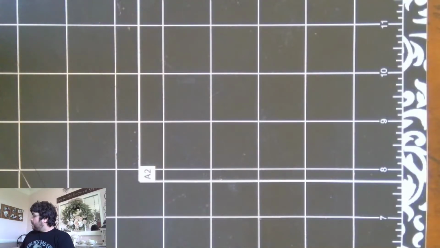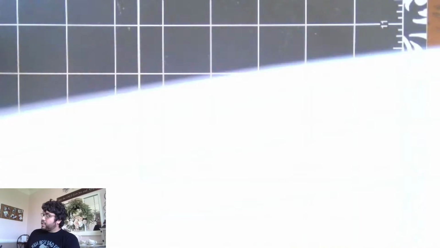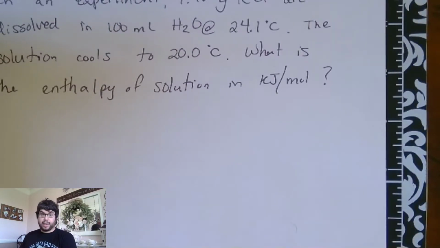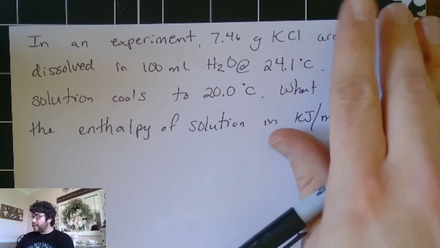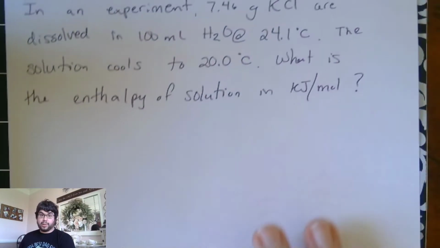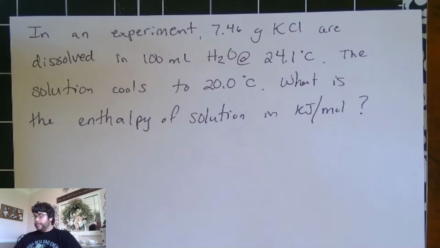Okay. Last problem I want to go over is actually the last problem from Thursday's assignment. This has to do with enthalpy of reaction, and then actually finding it given some information about some salt dissolving in water. So it says, in an experiment, 7.46 grams of potassium chloride are dissolved in 100 milliliters of water at 24.1 degrees Celsius. The solution cools to 20 degrees Celsius. What is the enthalpy of solution in kilojoules per mole?